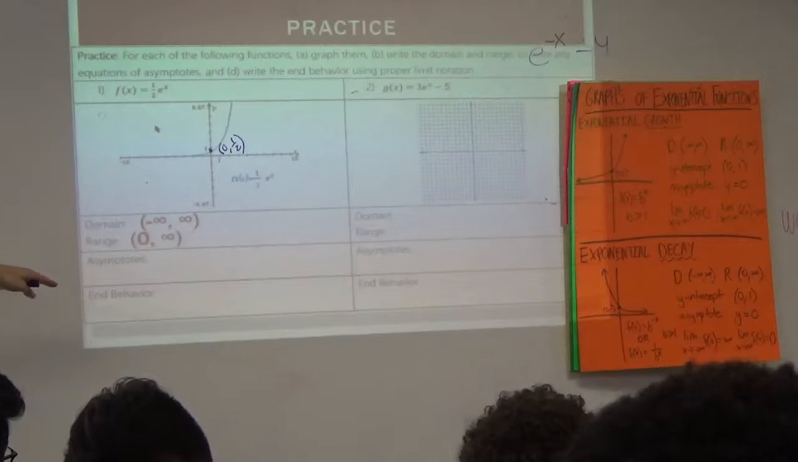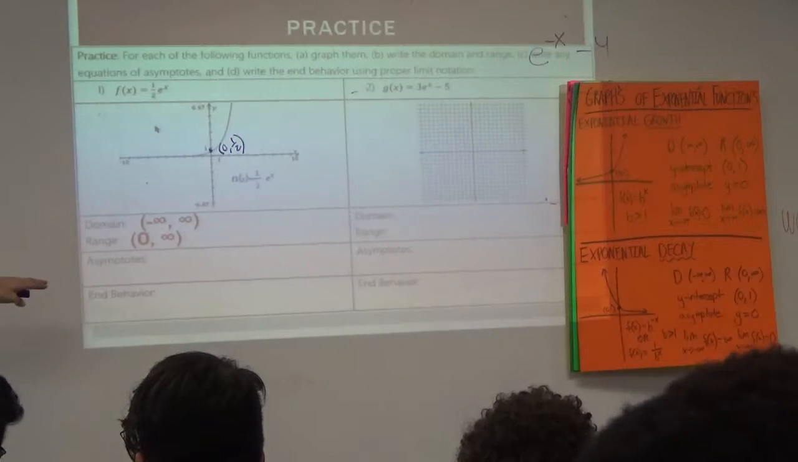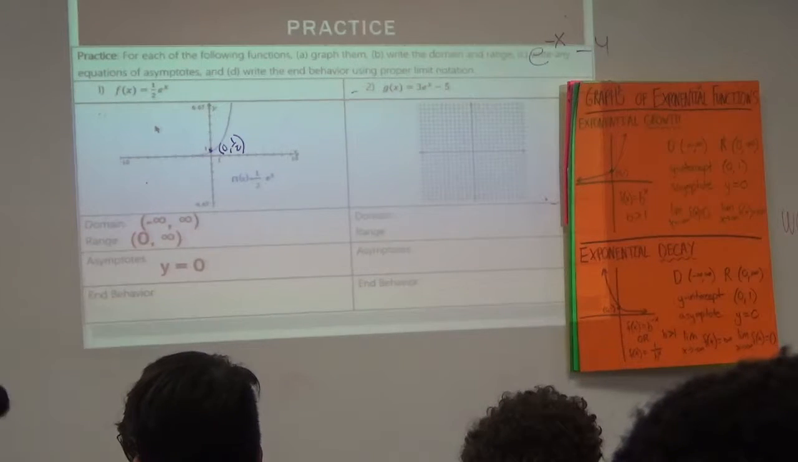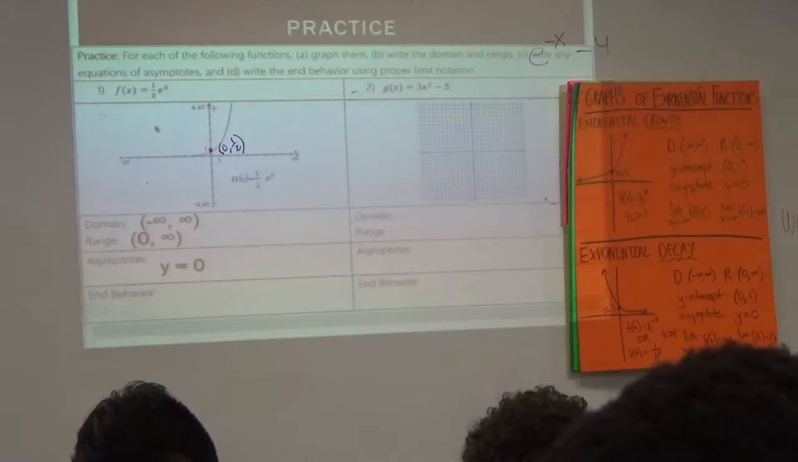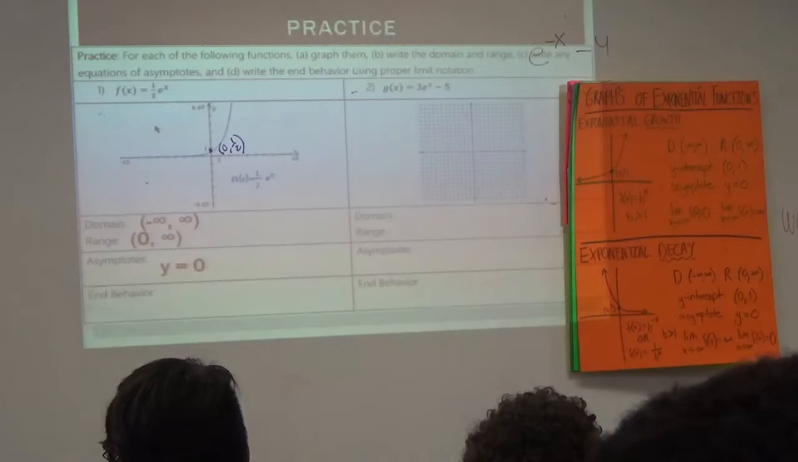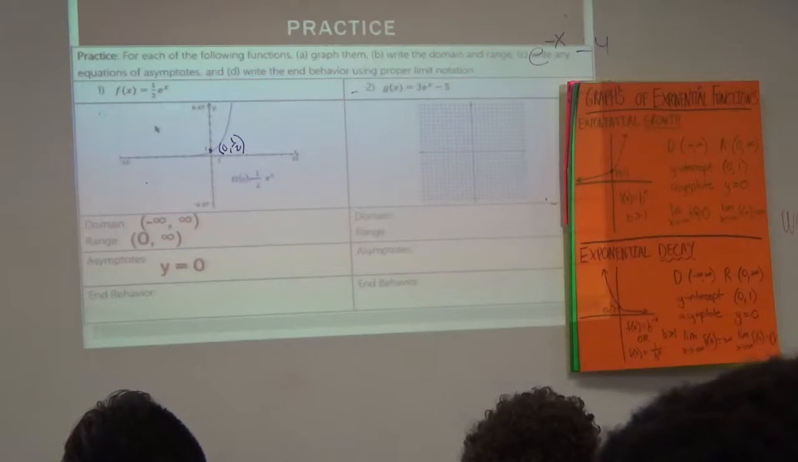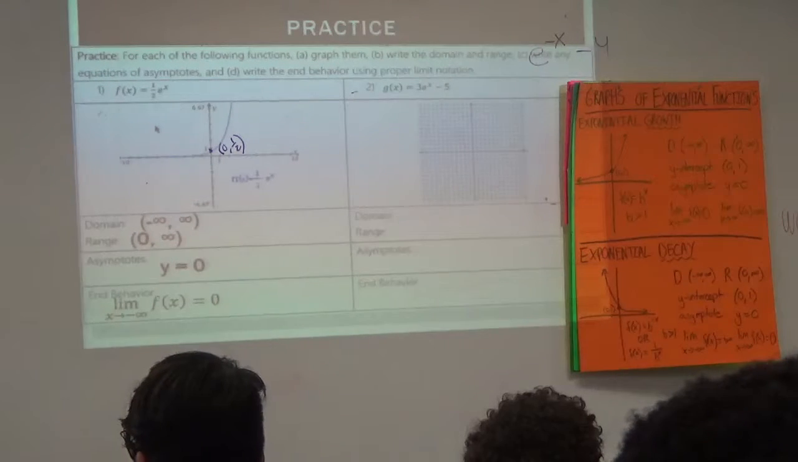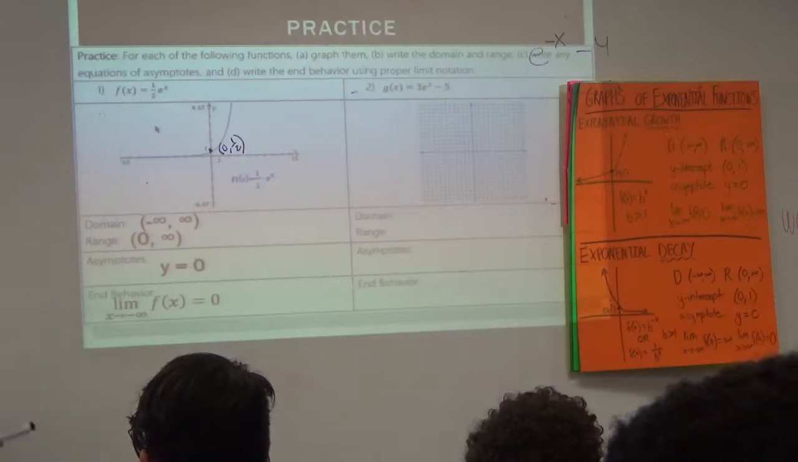So our asymptote is at y equals 0. Again, that did not move with the 1/2. It just shrunk, and now the intercept is at 1/2, and the distance to the asymptote is smaller than it was before. Okay? And then the end behavior on this side, since it's still asymptote at 0, it's approaching 0. On this side, where's it headed? Positive infinity.